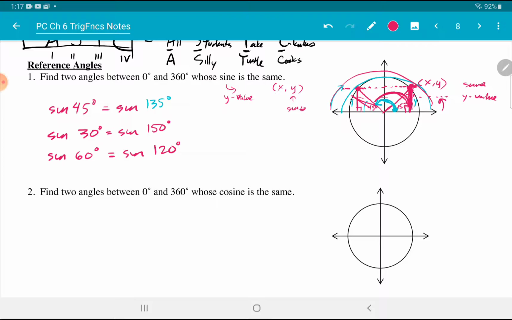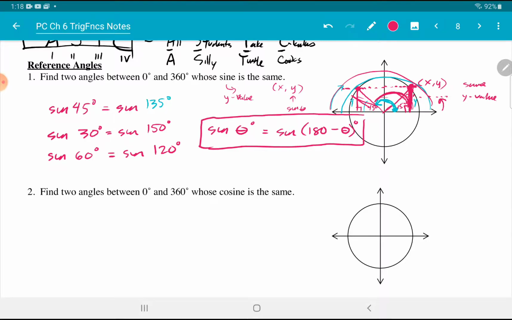What's the pattern here? Sine of any given angle measure, sine of theta degrees, is equal to sine of, how are we getting those other numbers? Hopefully what you see in the pattern is you're doing 180 degrees minus theta degrees. So this is a property that you can establish in order to get the same sine measure. I'll let you do the same thing for cosine.